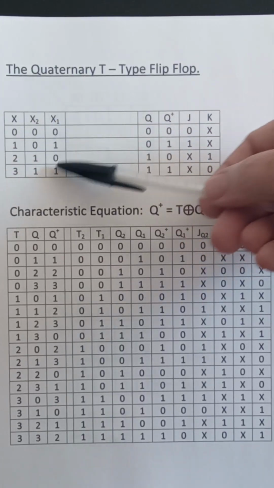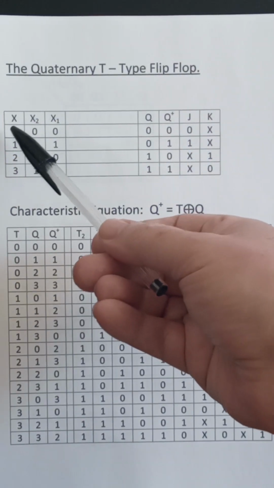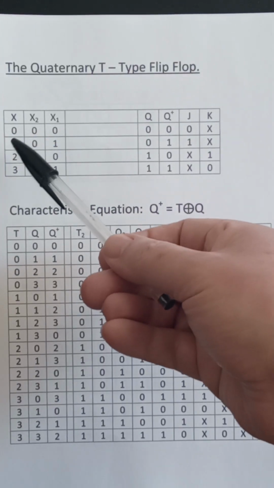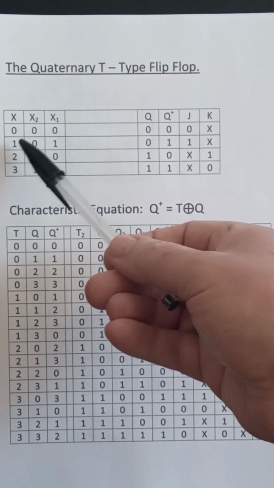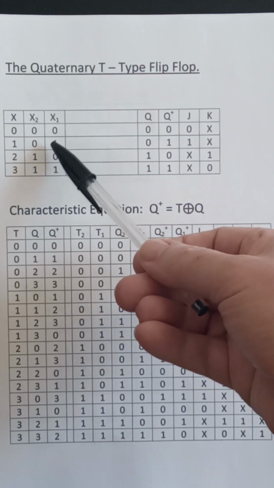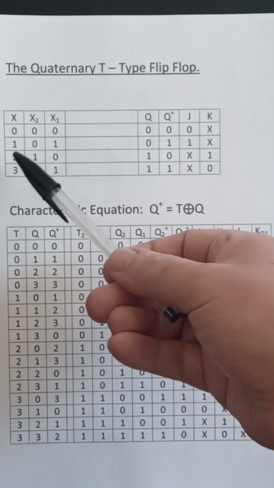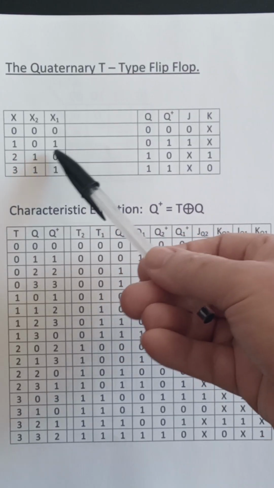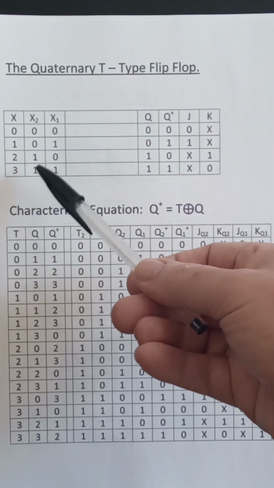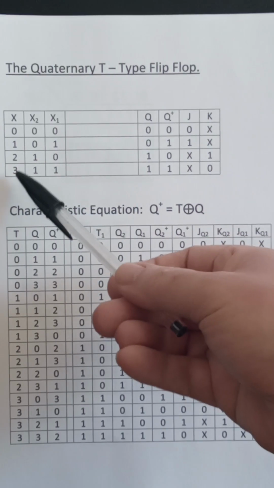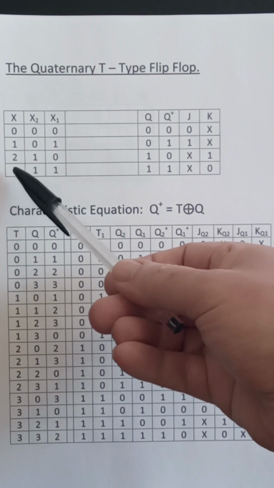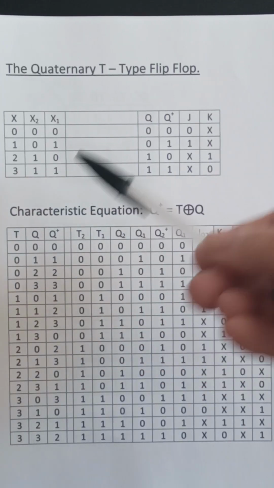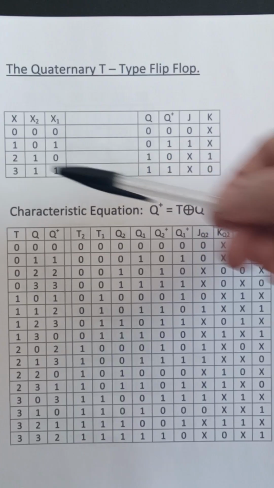this coding. So the coding goes: if x is a quaternary 0, x2 is 0 and x1 is 0. If x is a 1, x2 is 0 and x1 is 1. If x is a quaternary 2, x2 is 1 and x1 is 0. And if x is a quaternary logic 3, x2 is 1 and x1 is 1. These are binary, this is quaternary.